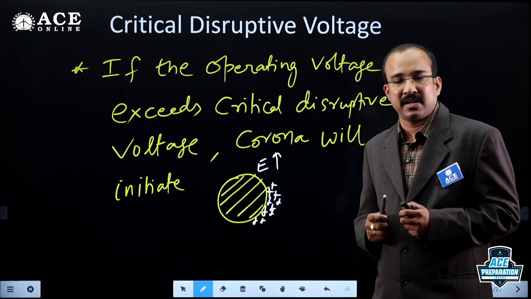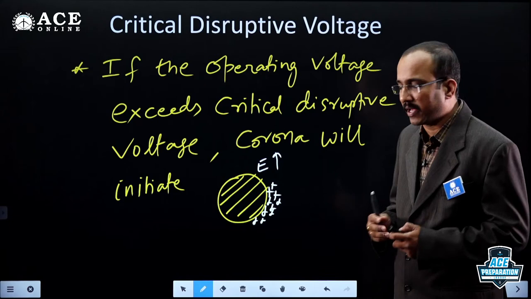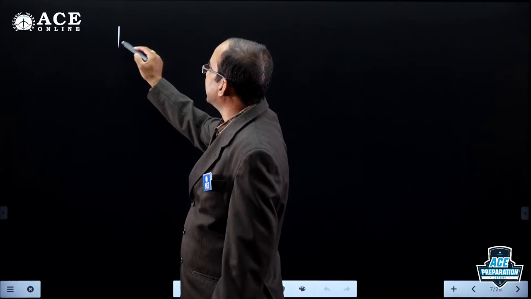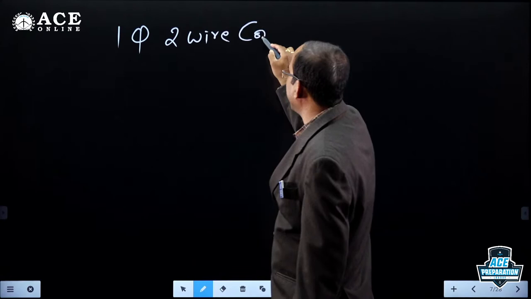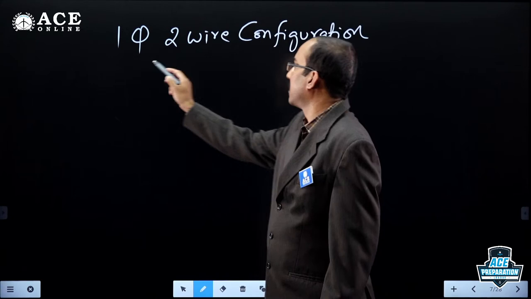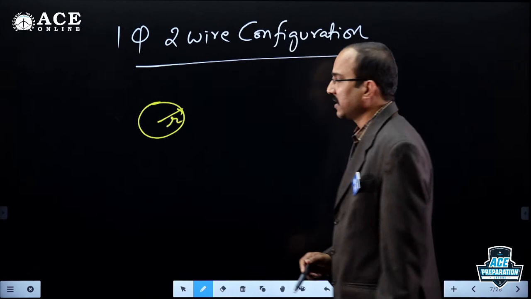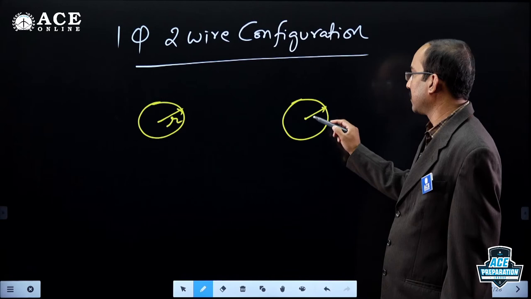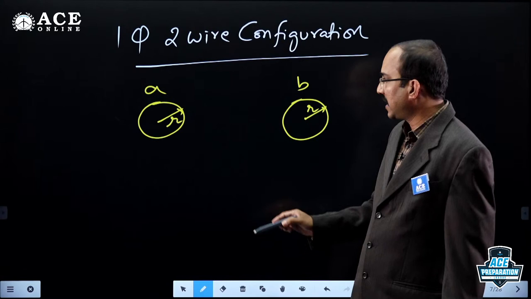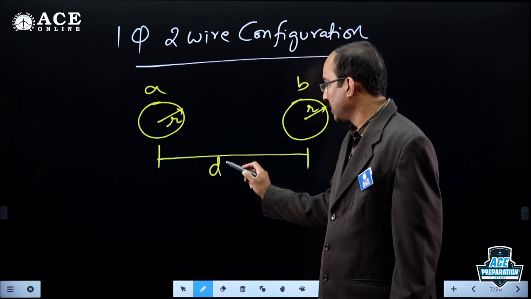So how do you calculate this critical disruptive voltage? That is very important. Suppose you consider a single phase two wire configuration, consisting of two conductors. Let r be the radius of the conductor. This is conductor A and this is conductor B. And the spacing between the conductors is D meters.